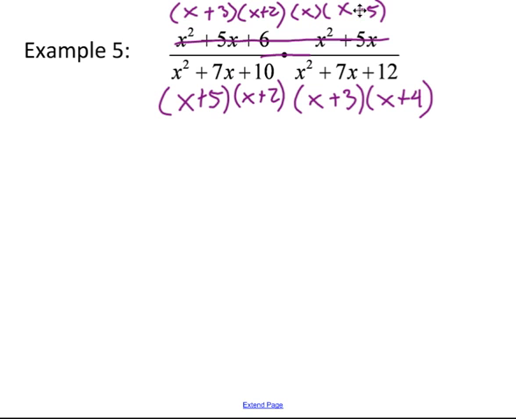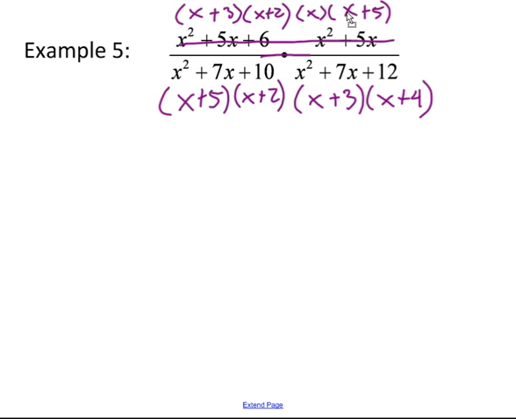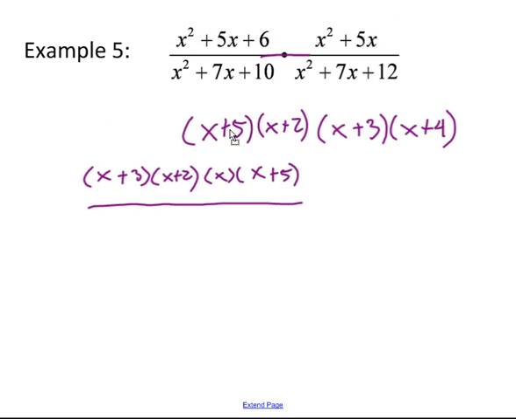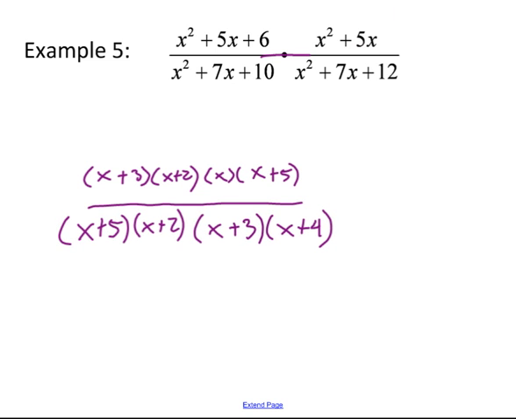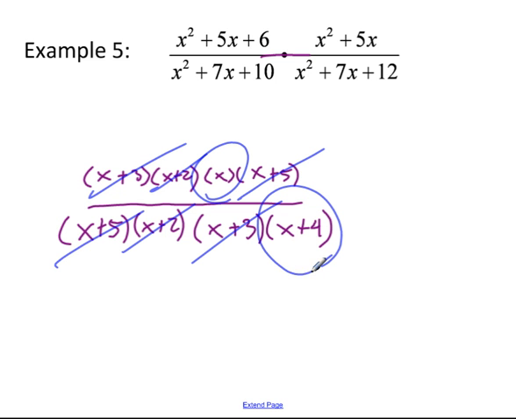Wow, that's a whole bunch of stuff. Can I just drag all that? Yeah, let's put all that and put all that. Hey, look at that. Magic. So this is what we got left. X plus 3 is going to go away here and here. X plus 2 here and here. And x plus 5 here and here. Leaves me these.